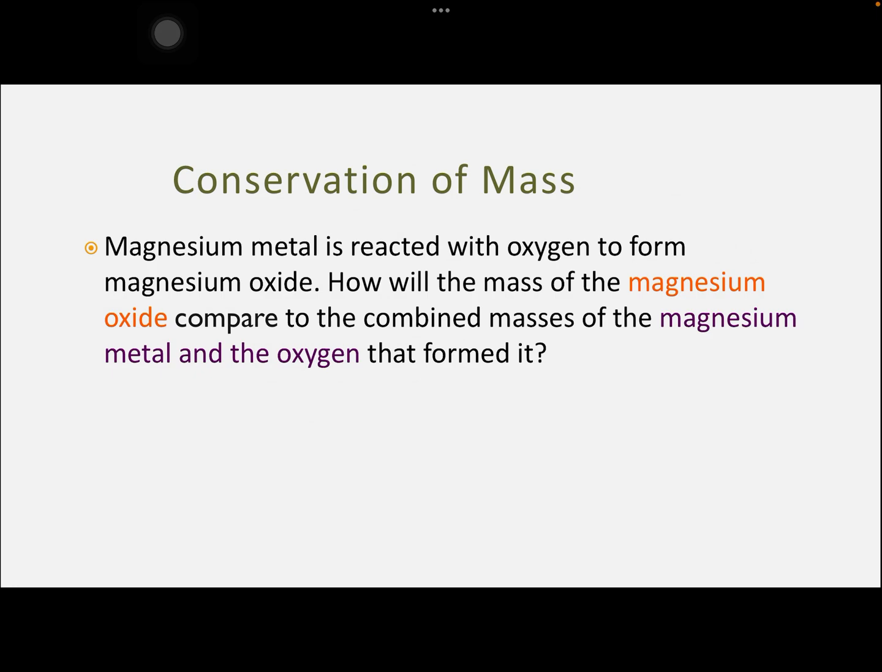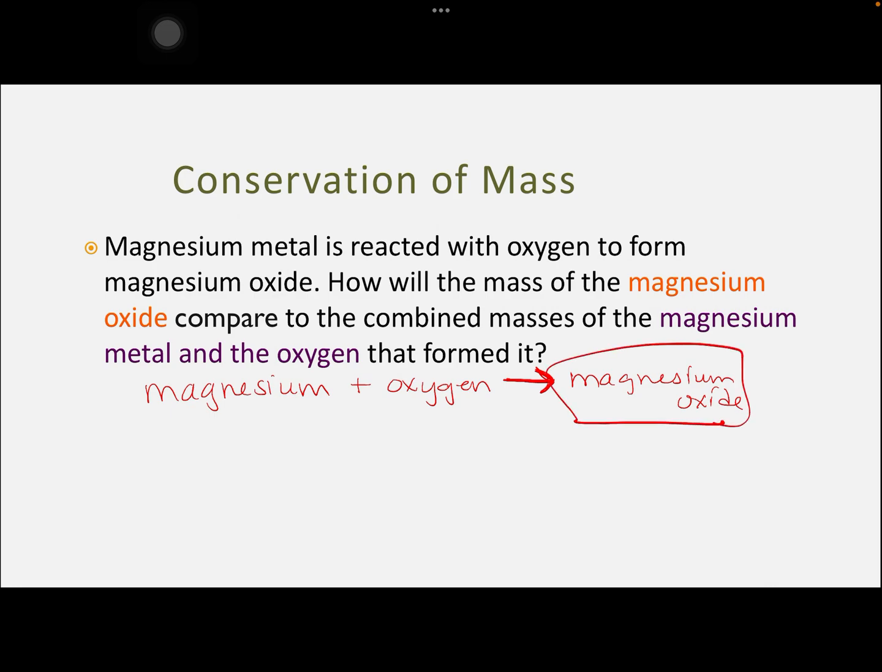You can also see this with chemical reactions. So magnesium metal reacts with oxygen to form magnesium oxide, how will the mass of the magnesium oxide compare to the combined masses of the magnesium and the oxygen that formed it? So if we think of this like a word equation, it's like math class. Magnesium plus oxygen forms, that arrow means forms or produces or yields, magnesium oxide. Well, the mass of the magnesium oxide, that total mass would have to be equal to the components that made it up. Otherwise, where are you getting the extra stuff?